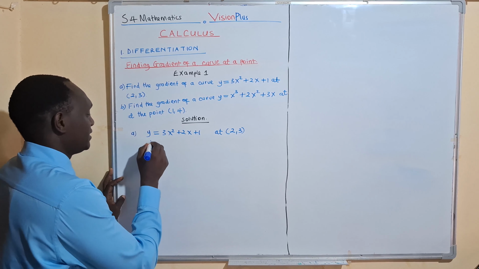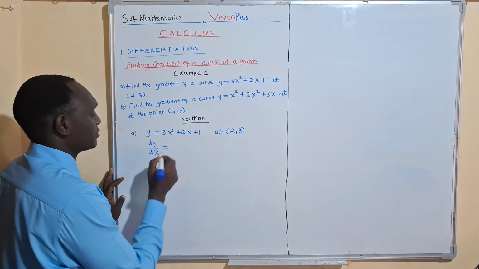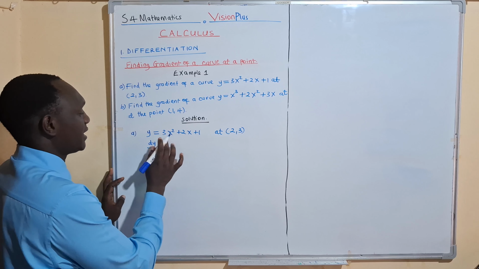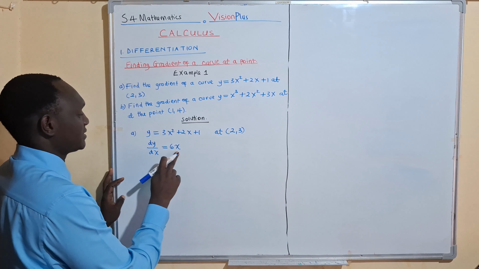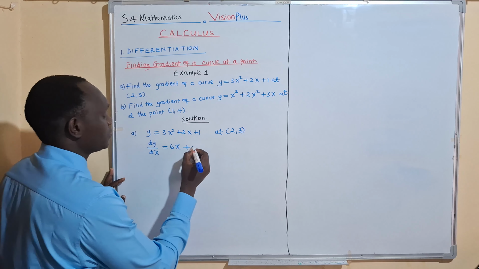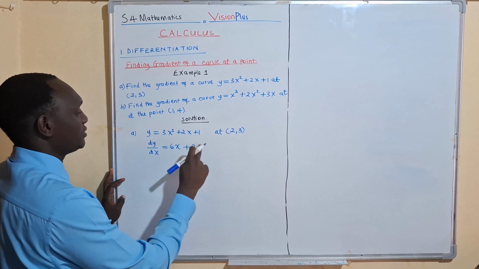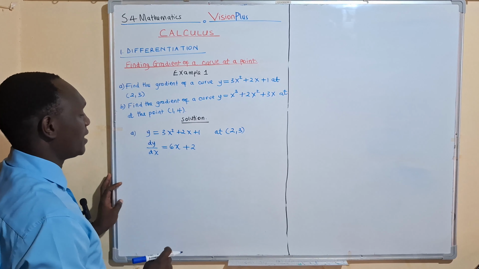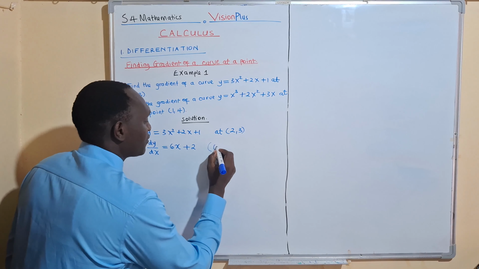So we shall say dy/dx equals, when we differentiate 3x squared, we shall get 6x, plus, when we differentiate 2x, we shall get 2. When we differentiate 1, we shall get 0 because 1 is a constant. So this is what we are calling the gradient function.